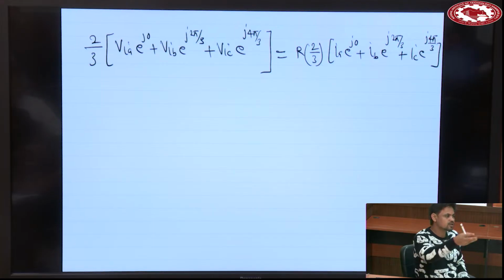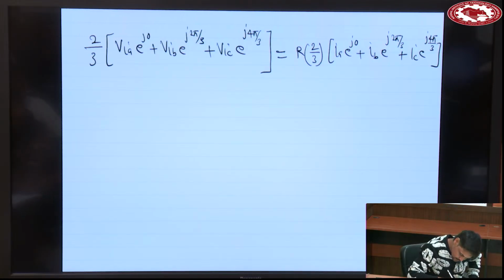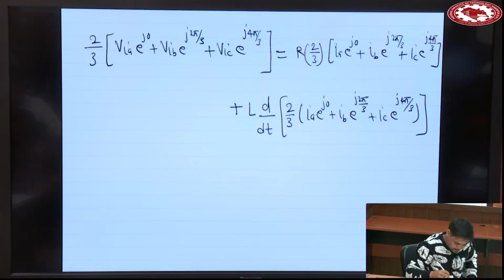I know most of the master's students or PhD students over here will know this; I am deriving this expression for BTech students because they are very new to this. Plus L d by dt of 2 by 3 times IA e^j0 plus IB e^j2pi/3 plus IC e^j4pi/3, plus 2 by 3 times VGA e^j0 plus and so on.